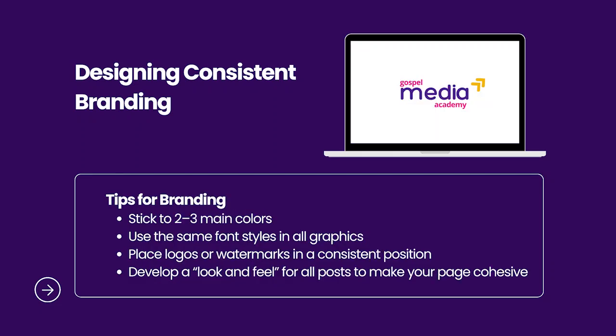And then what are some tips you need to consider for branding? It's important that you stick to 2 or 3 main colors. I told you can use either one font or 2 fonts. Now, when it comes to colors, either use 2 or 3 maximum. So don't go beyond 3. So you can choose your 3 main colors, okay? And then use the same font styles in all your graphics. These are just tips for you to take note of. So stick to 2 to 3 main colors. Use the same font styles in all graphics. For example, I told you I like using Poppins, and that's what you're seeing on the screen here.